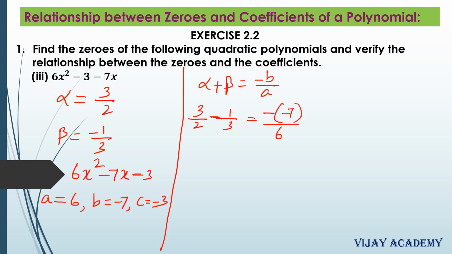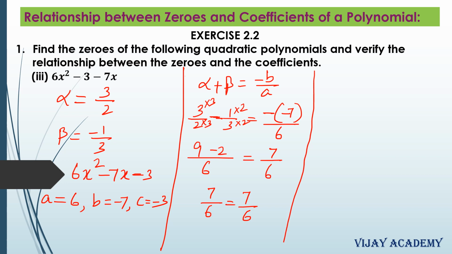So minus of minus 7 divided by 6. In the LHS, the LCM of 2 and 3 is 6. Now multiply the first rational number by 3 by 3. 2 3s are 6, so 3 3s are 9. And multiply the second rational number by 2 by 2. So 2 3s are 6 and minus 1 into 2 is minus 2. So in the RHS, minus of minus 7 will become 7 by 6. In the LHS, 9 minus 2 is 7. So we get 7 by 6 and 7 by 6 on both sides. One relation is verified.